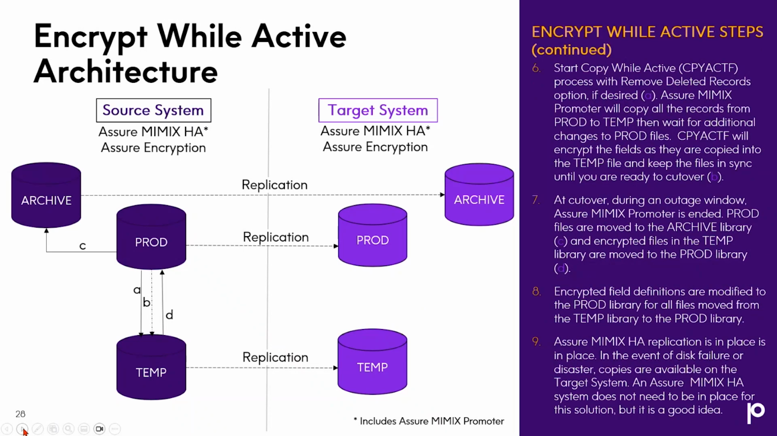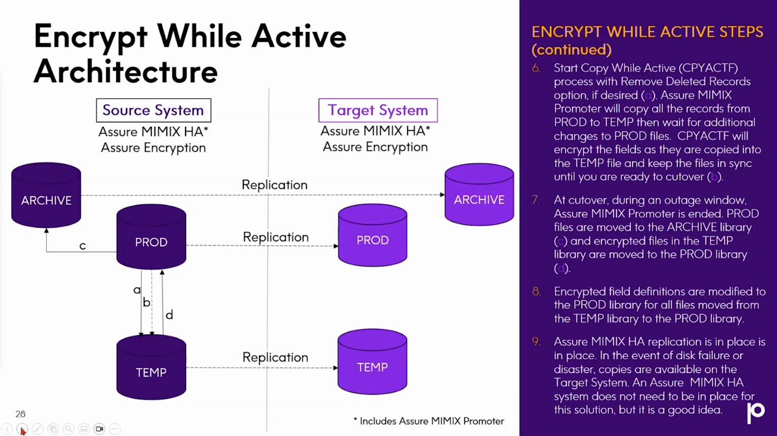And then we'll start our copy active file command. That's actually our encrypt while active or Promoter command. And if you want to remove the deleted records, sure, we can. Mimics Promoter will copy all the records from the prod to temp, and then it's going to wait for changes or apply changes as they happen. And the fields in the records get encrypted as they're copied into the temporary copy of the file, because we already started encryption on that.